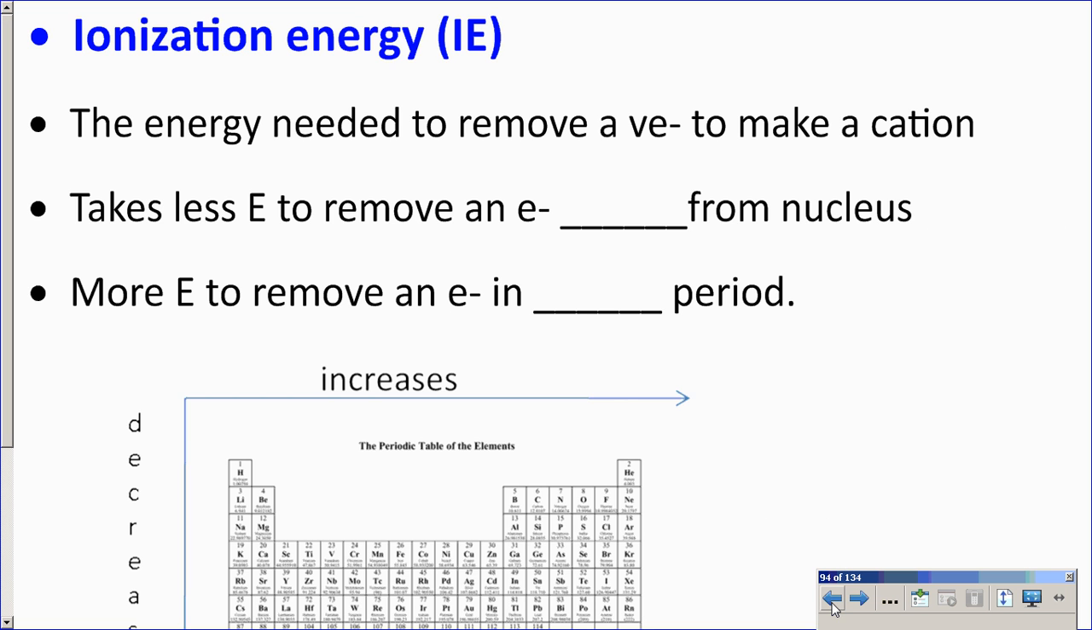Ionization energy. So basically you need to write down the definition first. The energy required to remove a valence electron. VE is valence electron.